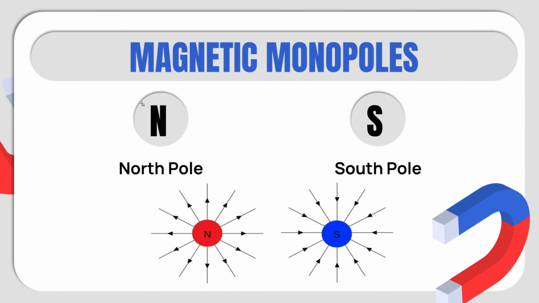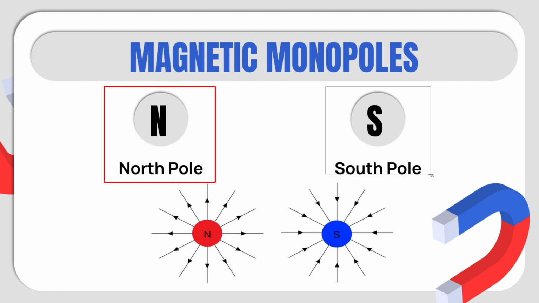Now discussing magnetic monopoles a little more in detail, we cannot say that there is an isolated or a separate north pole. Similarly, we cannot say that there is a separate south pole. When we consider the example of a north pole, we always have to remember that the magnetic field lines are emerging out from the north pole, while on the other side, whenever we consider a south pole, the magnetic field lines are always entering into the south pole.